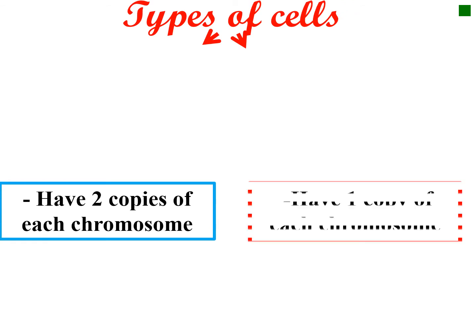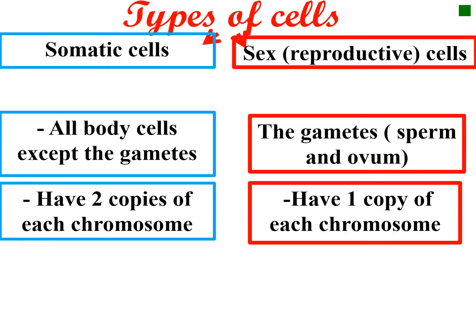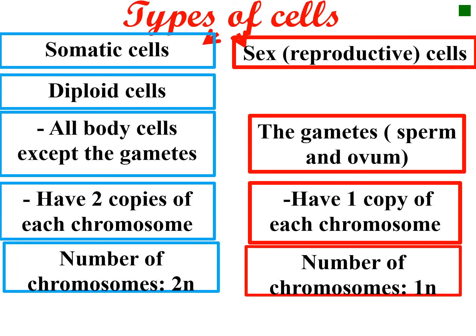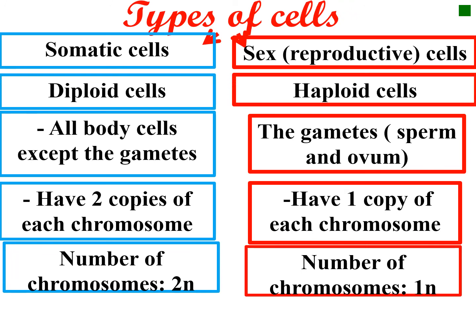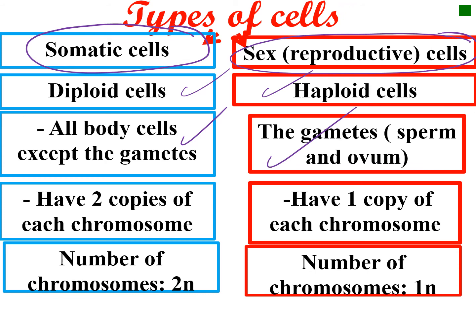Let's move now to the types of cells. We have two main types of cells. Either they are somatic cells or they are sex cells. Somatic cells are diploid, while sex cells are haploid. Somatic cells are all body cells except the gametes, while sex cells are only the gametes, sperm and ovum. Somatic cells have two copies of each chromosome, while sex cells have one copy of each chromosome. The number of chromosomes in somatic cells is 2n, while in sex cells it's 1n.